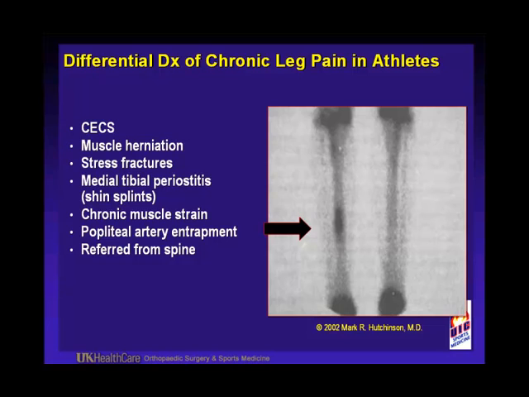Differential diagnosis of chronic leg pain in athletes is chronic exertional compartment syndrome. You can have muscle herniation that occurs naturally, which may actually help this. If the muscles are very tight, you may have athletes that have small little rents or holes in their fascia. I see this particularly in the anterior and anterolateral compartments. Shin splints are a medial tibial periostitis from overuse. You can have chronic muscle strain, more commonly of the gastroc, popliteal artery entrapment, and also think about referred issues from the spine.